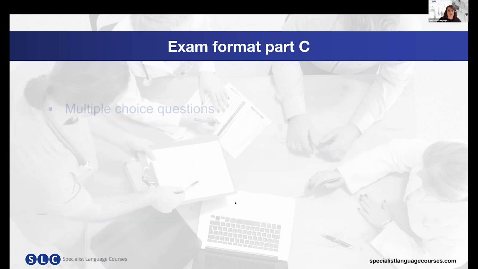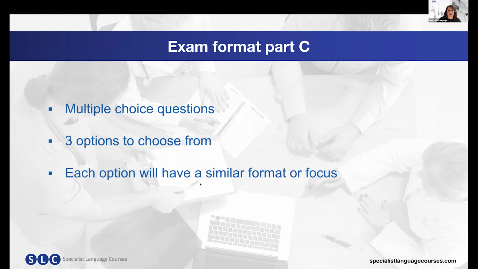So for the questions, they are multiple choice questions. You have 3 options to choose from, A, B, and C. Each option will have a similar format or focus. And you have 6 questions for each audio. So you have 12 questions for Listening C altogether.